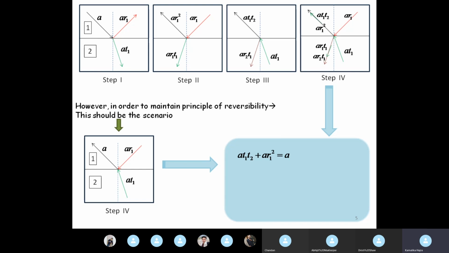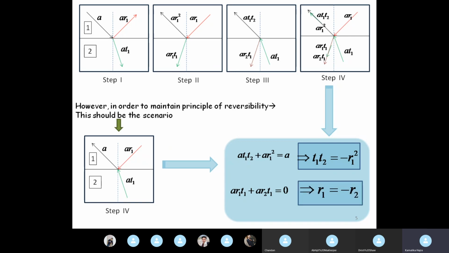All right. This gives T1 T2 equal to minus R1 square. And the total amplitude of this ray AR1 T1, AR2 T1 should be 0 because this ray does not exist. In other words, R1 equal to minus R2. Okay? So you might ask, where does this go?